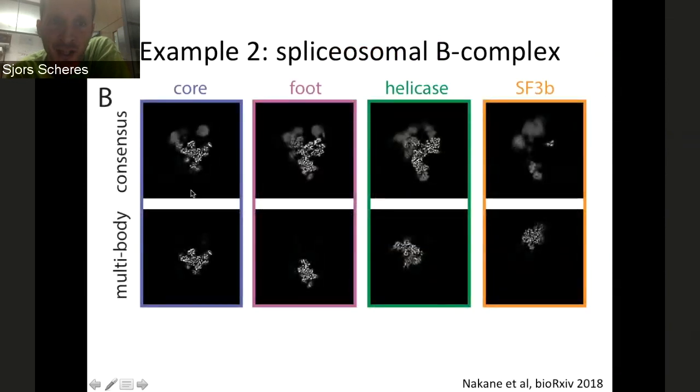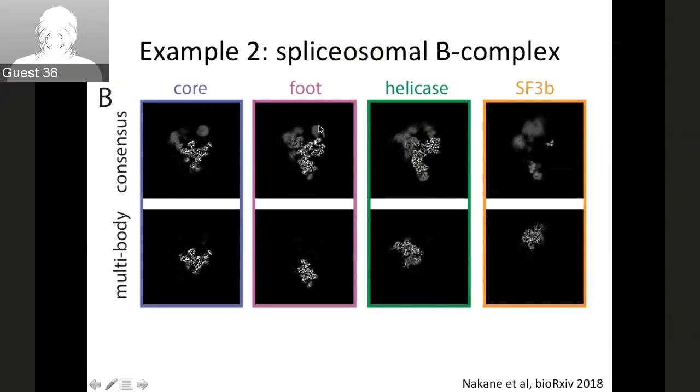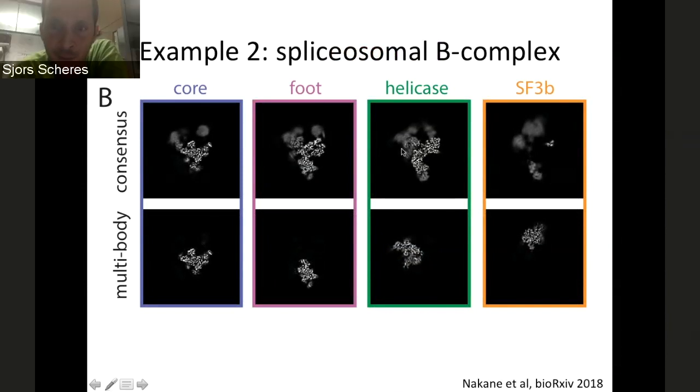Now, the consensus map, and that's shown in the top panel, shows different slices along the z-axis through the consensus map. So this is the core domain here, which is very nicely defined, and then the foot is down here, so I'm a bit lower in Z here. You can see the foot gets a bit fuzzy, but it's also still okay. And then the SF3B and the helicase domain, this is the helicase and this is SF3B, are a lot worse. So they are very, very fuzzy in the consensus structure.